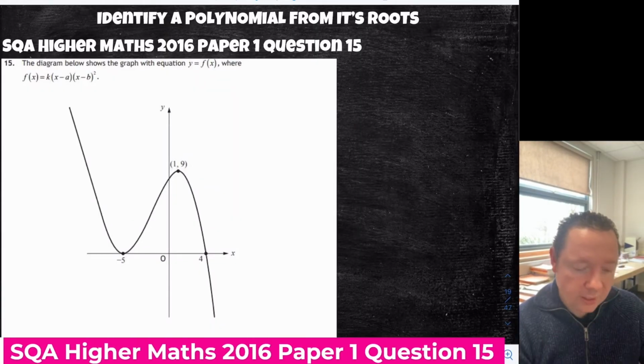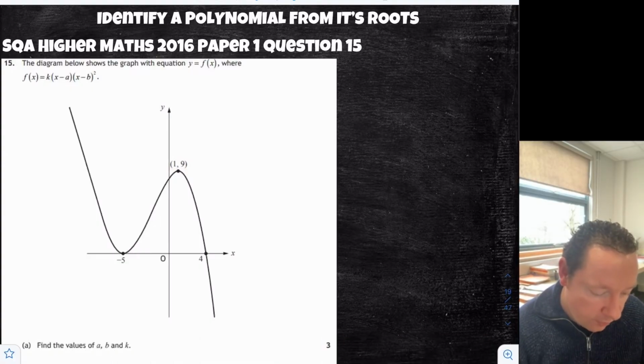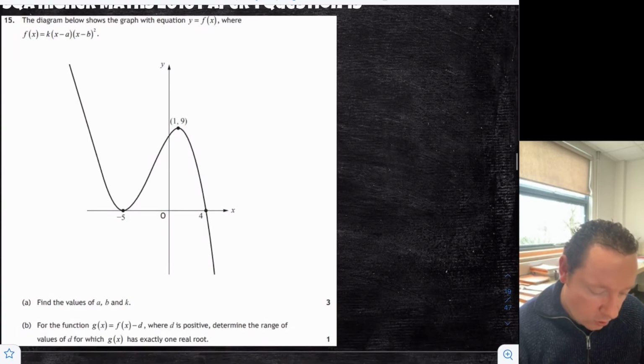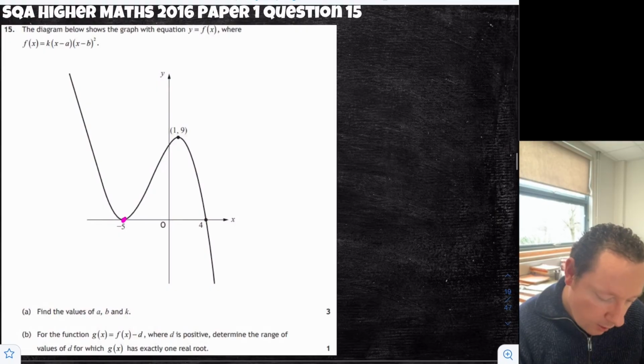SQA Higher Maths 2016, Paper 1, Question 15. Identify a polynomial from its roots. So the diagram below shows the graph of f of x, which is k times x minus a times x minus b squared. Find the values of a, b, and k. There's one of my roots there. And there's the other root there. That's a repeated root.